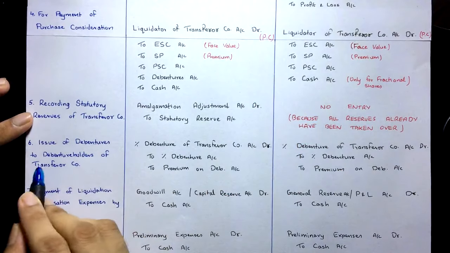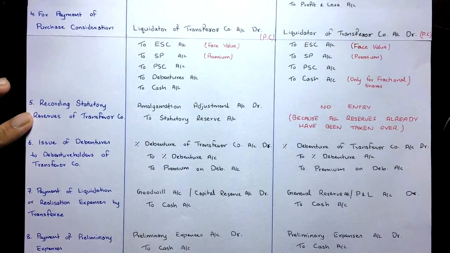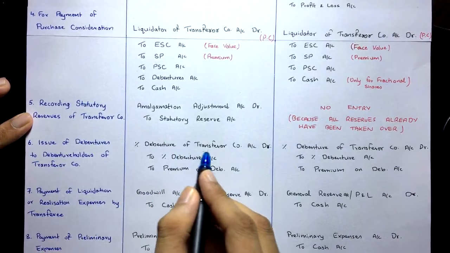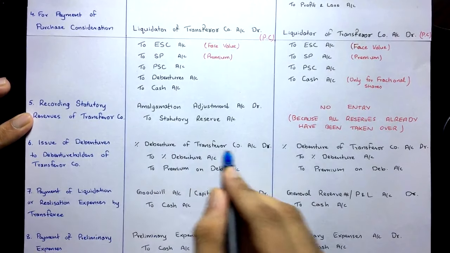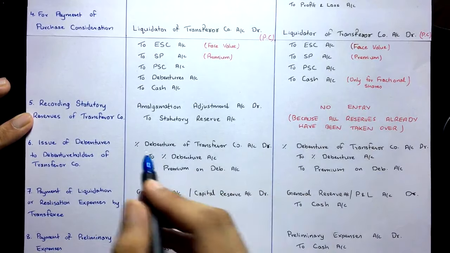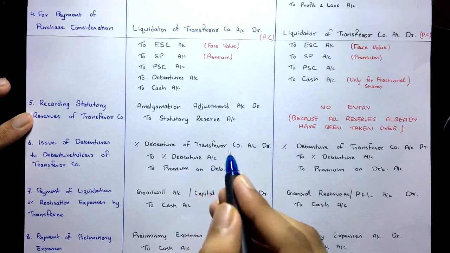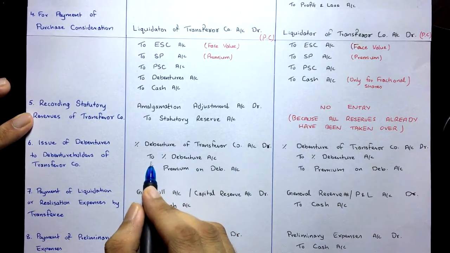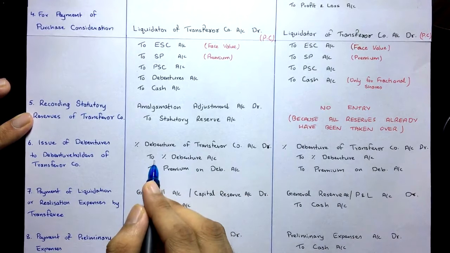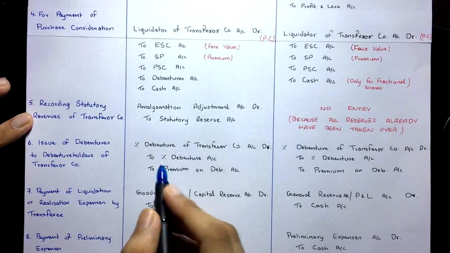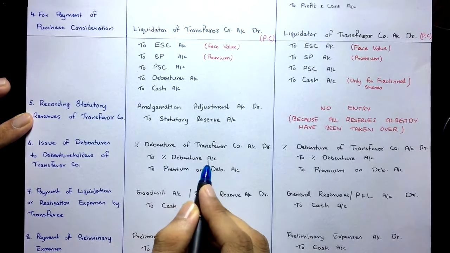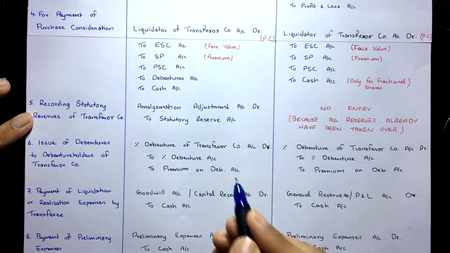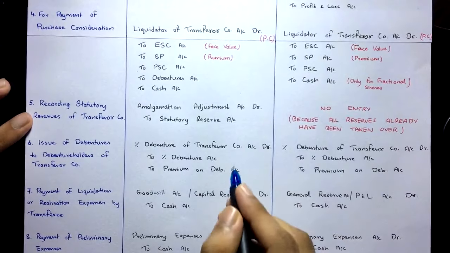Understood? So, issue of debentures to debenture holders of transferor company. See here, let's say the old debentures were 9%. So 9% debentures of transferor company account debit. To cancel the liability, we will debit that. Then we will create the new liability, the new debentures. We will issue the new debentures, so let's say it is 11% debentures. So 11% debentures of transferee company account credit. Why credit? Because we are creating the liability, and to create the liability, you have to credit.